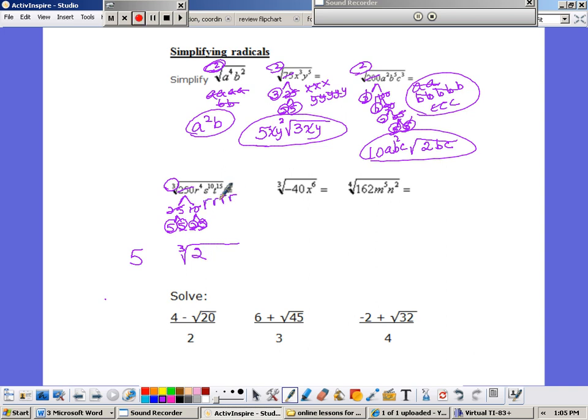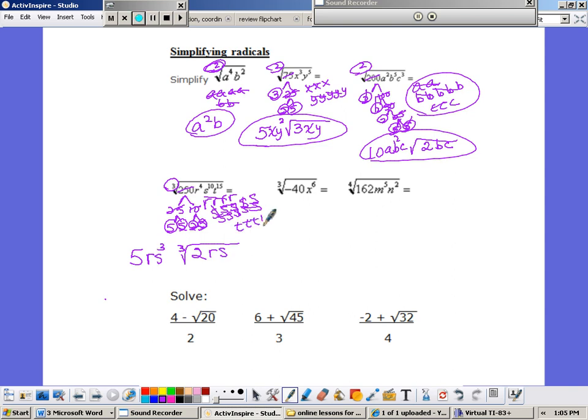R, R, R, R. So I have a pair, a triple R that can come out, and an R that has to stay in. I have S, S, S, S, S, S, S, S, S, S. I have 3 S's here, 3 S's here, and 3 S's here. S cubed can come out, and S stays in.